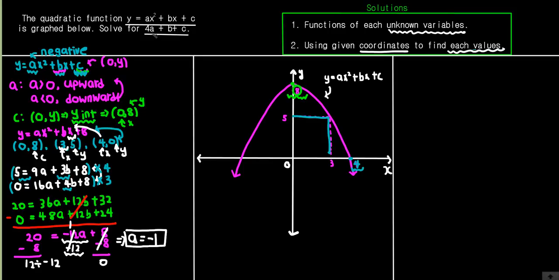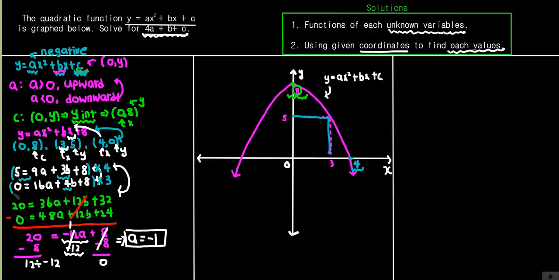But our ultimate goal is finding 4a plus b plus c. And right now, all you have to do is find the value of b. Since we only have one variable left, which is b, we don't have to solve for it using a system of equations again. If we know the value of any variables, we can just input the value into our original equation, isolate the one variable on one side, and solve for it.